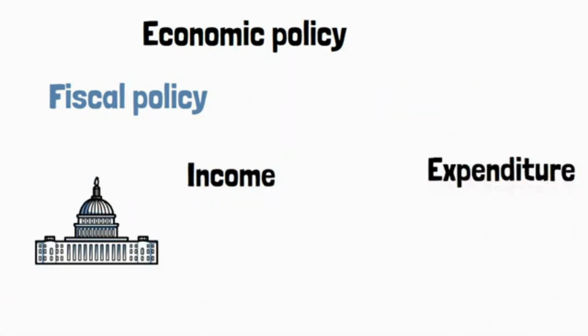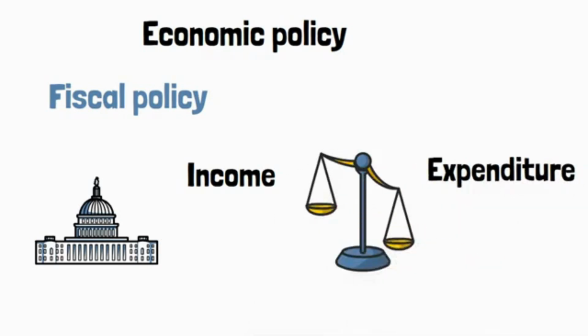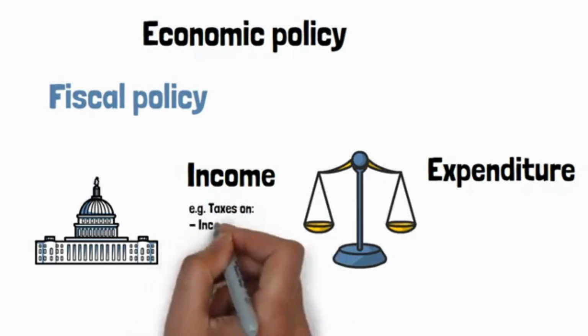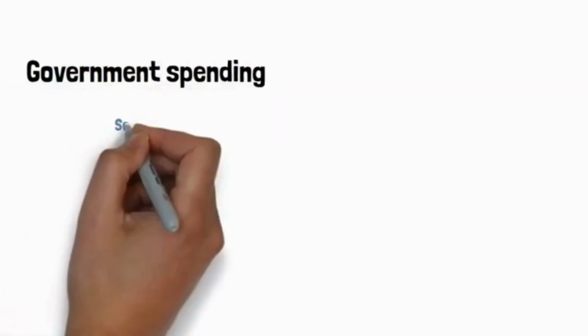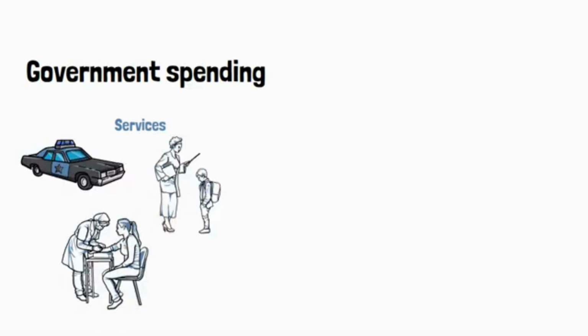Just like a person or a family, the government needs to make sure that its spending is in line with its income, or if it is not, then there is a budget deficit that needs to be covered through borrowing. The government earns money mainly by collecting different types of taxes such as income tax, sales tax, and corporate tax. It then spends money on different services, including the police, healthcare, and education.